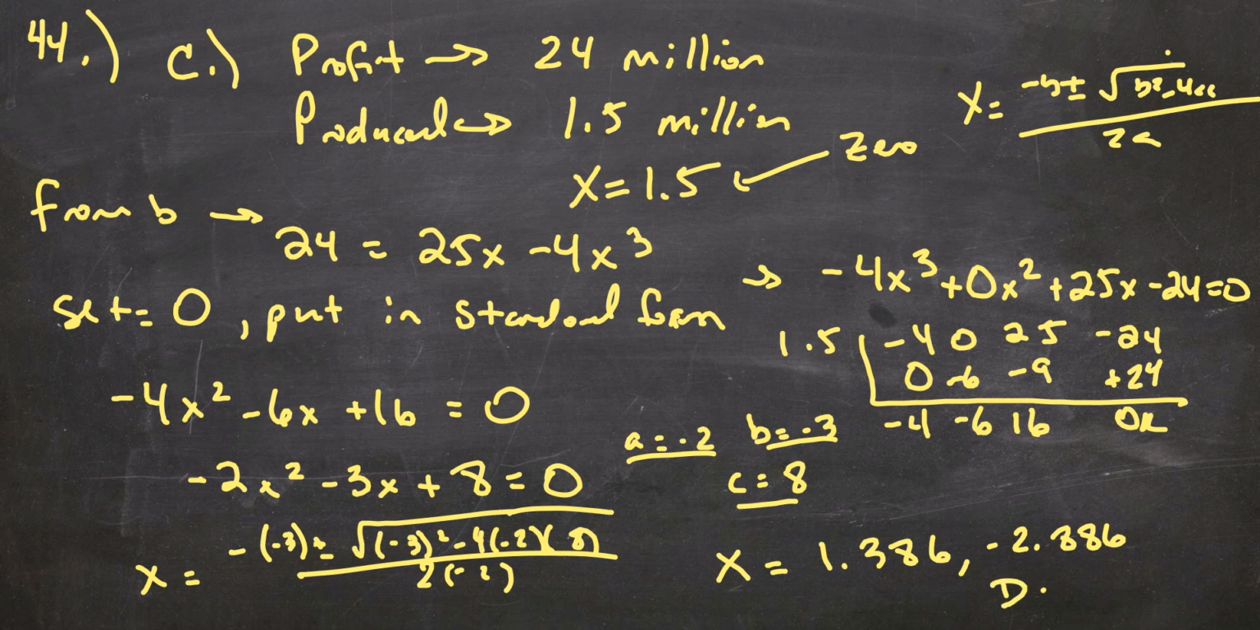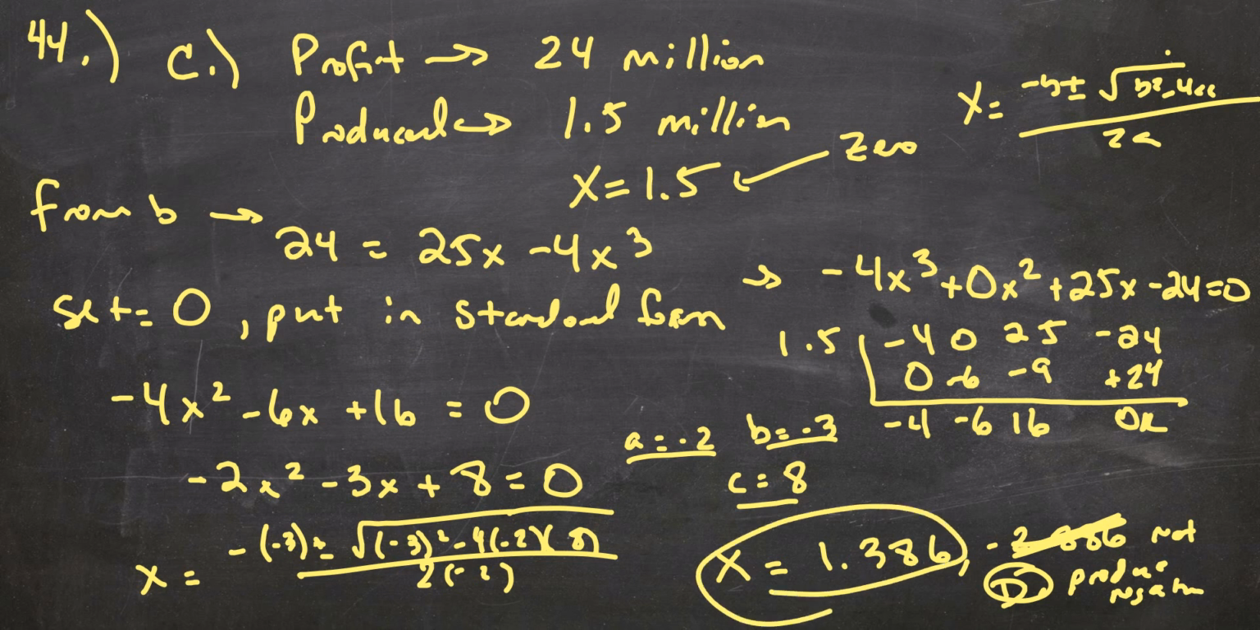Now, D says get rid of this negative. You're not able to produce negative radios. So that's why you get rid of that one. And that's the only other answer. When it's not 1.386, it's actually 1,386,000 radios, but pretty close. And that's it for this assignment.